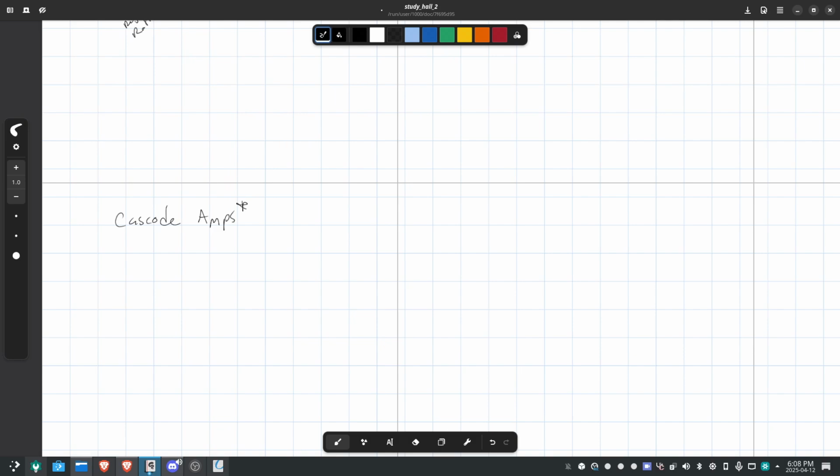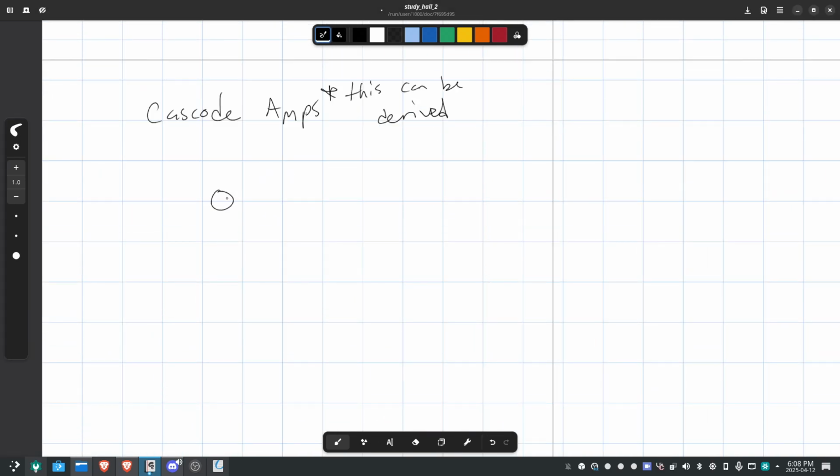The reason why I didn't really want to go over them is because this can be derived. It's sort of just an extension of everything we have already learned. Quite literally, all you need to know for cascode amps is this. If this is a DC source going into a MOSFET like so, and in saturation, this turns into RO. That's literally it.